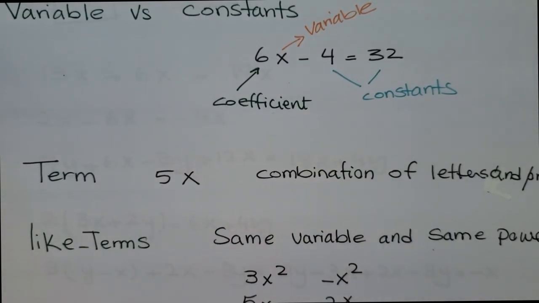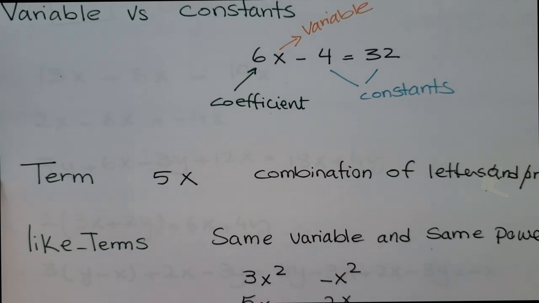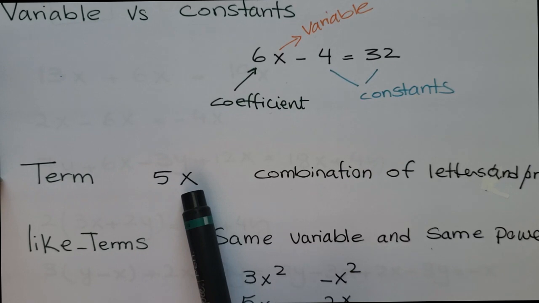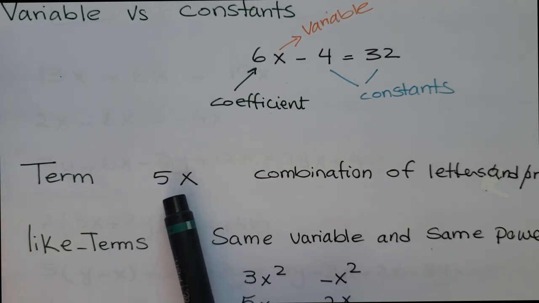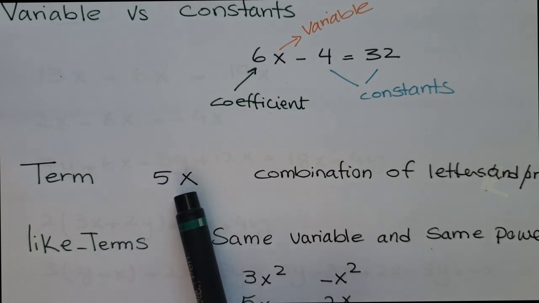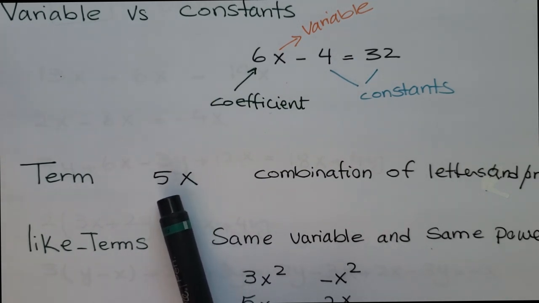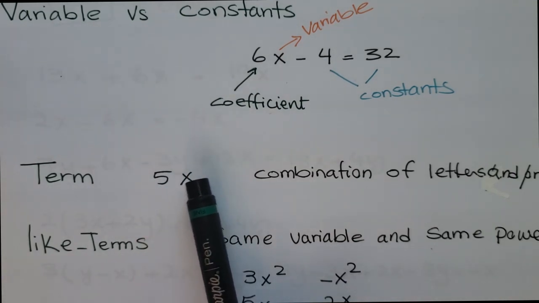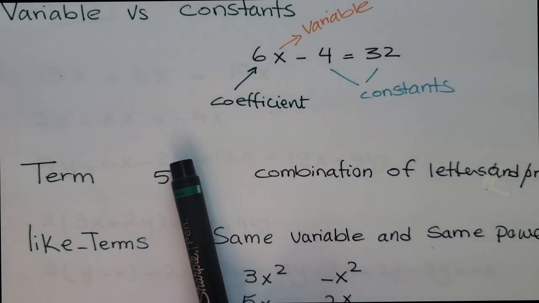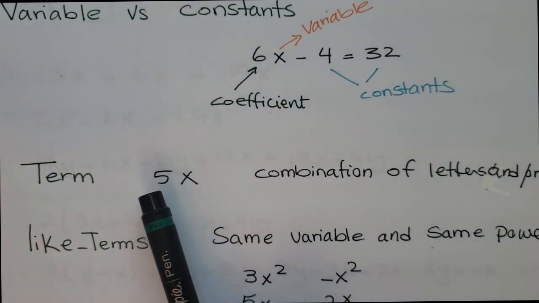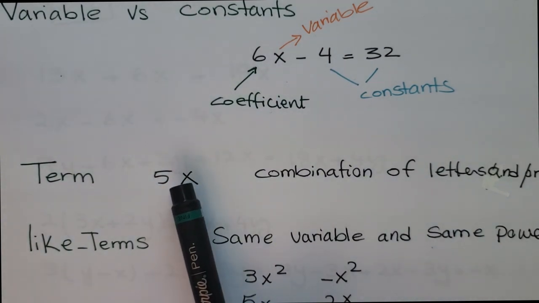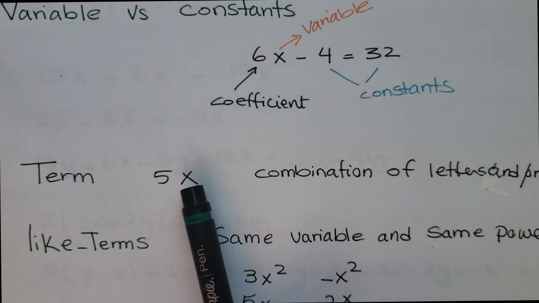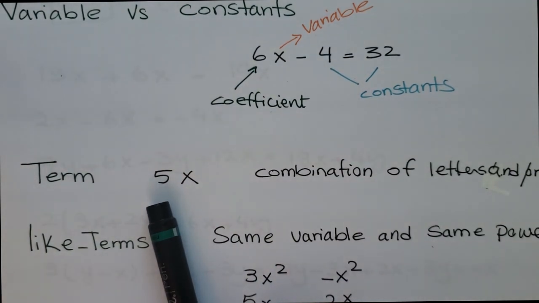Okay, the next terminology you have to learn when you're doing algebra is term. So 5x is a term. A term is always a combination of letters and numbers, or let's say only a number. Here the 5 is a coefficient, the x is a variable, but the whole thing is called a term.